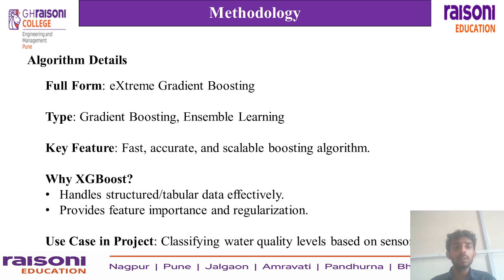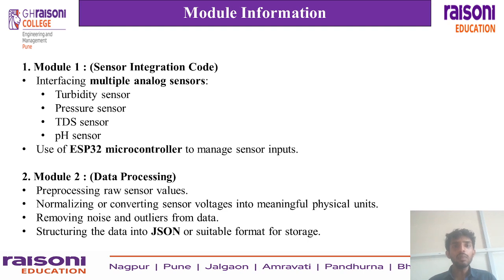Here is the algorithm that we have used, XGBoost. Basically, it is a type of gradient boosting, which is a supervised learning technique. The key feature of this algorithm is that it is a fast, accurate, scalable boosting algorithm. Why have we used it? Because our data is in a structured format and it provides feature importance and regularization. In our project, we have used it to check the water quality levels as well as whether the cartridge is working efficiently or not. So basically, our project is divided into 5 modules.